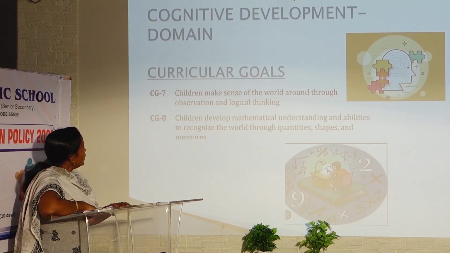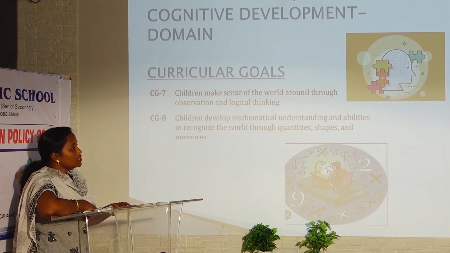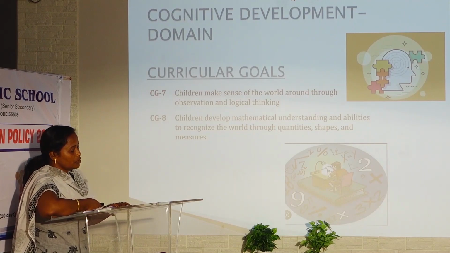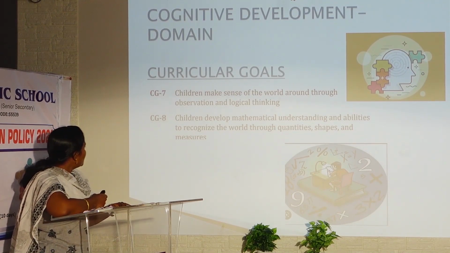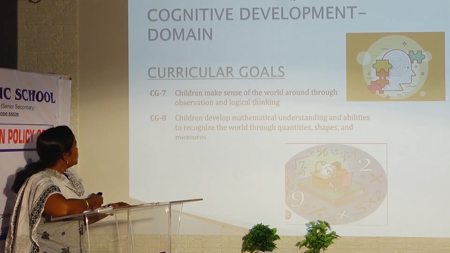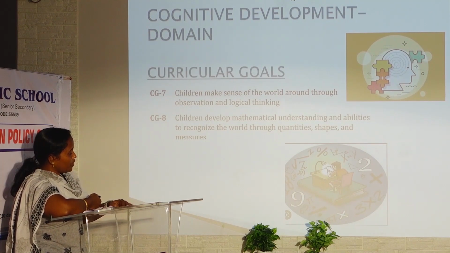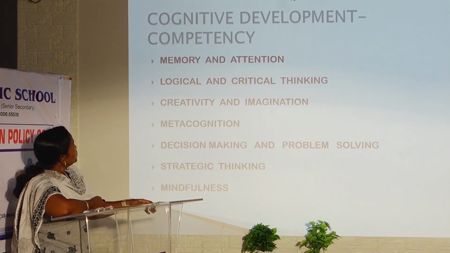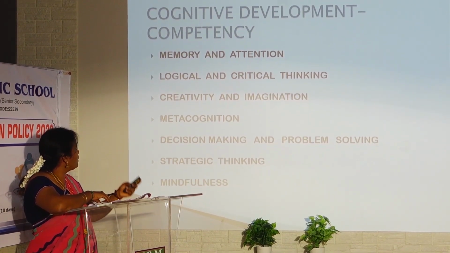Logical thinking is nothing but analyzing a situation and problem using reason and coming up with a potential solution. Curricular goal 8 is about children developing mathematical understanding and abilities to recognize the world through quantities, shapes and measures. Now we will move on to the cognitive development competencies. These are the competencies for cognitive development.